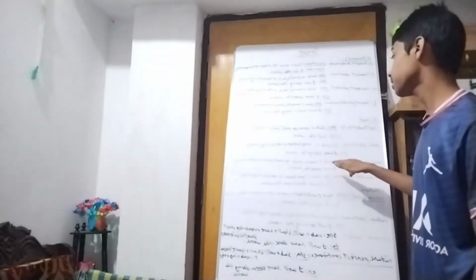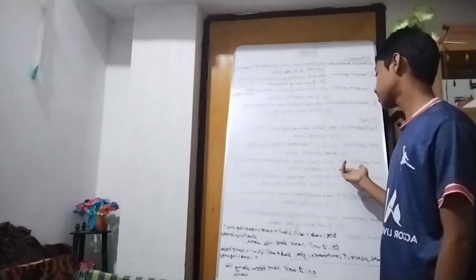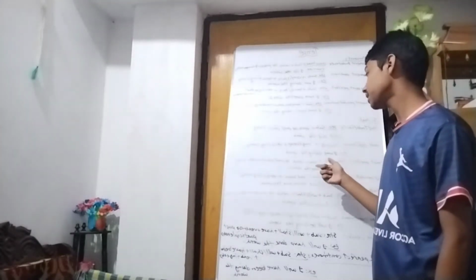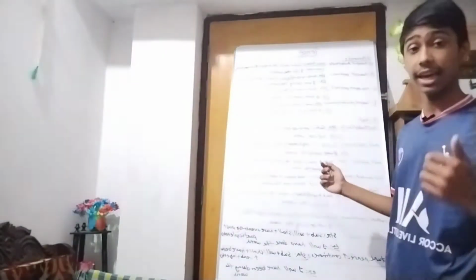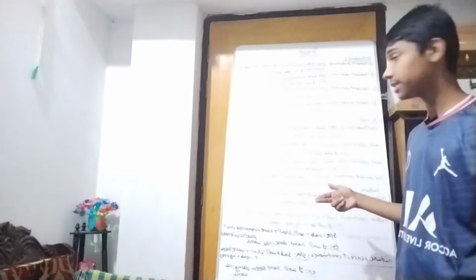Here the structure is subject plus had plus verb past participle plus object. Here we can see the example is I had done the work. Here we have used had because it's past perfect. And the next aspect is past perfect continuous.